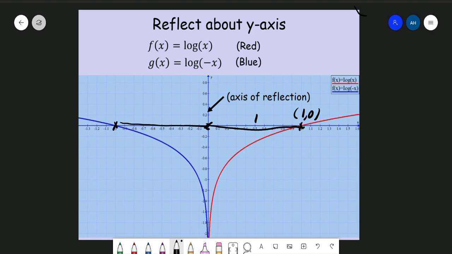And we can continue doing this. For example, this point here, the distance is 0.4, something like that. The distance from that point to the axis must also be the same, that is 0.4. So the new position for this point is this point, and we can join them together to have the blue function as the graph for log of negative x. If we label this graph as f(x), now the blue one will be f(-x), reflection about the y-axis. So the y-axis is called the axis of reflection.